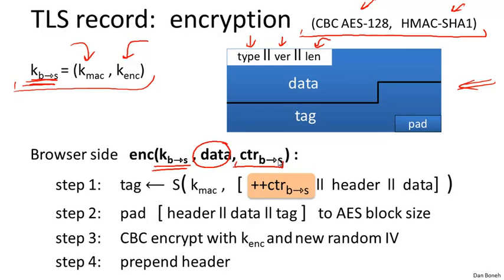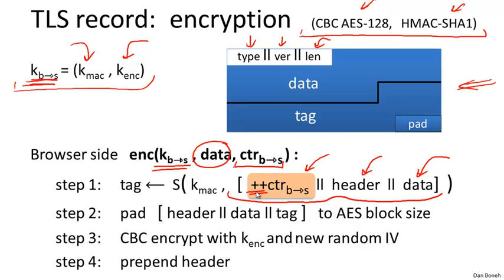First of all, it would MAC the following data. Here is the actual payload that's MACed, but the header is also MACed. And in addition, the current value of the counter is also MACed, and of course, the counter is then incremented to indicate the fact that one more record has been sent.